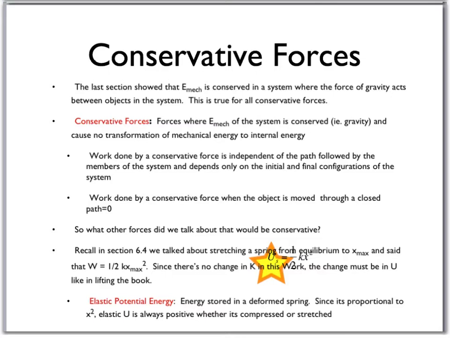Now, conservative forces are those forces where the mechanical energy of the system is, in fact, conserved. So, for example, gravity was a conservative force. Basically, this means that there are no transformations from mechanical energy to internal energy or heat. Now, a couple of important points about conservative forces. The work done by a conservative force is independent of the path followed by the members of the system and depends only on the initial and final configurations of the system.